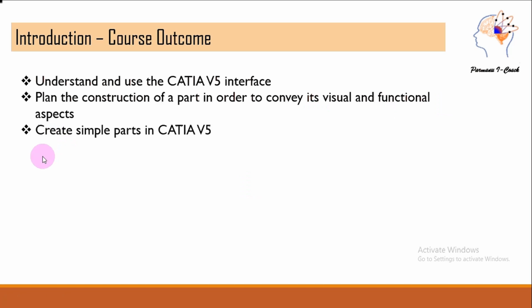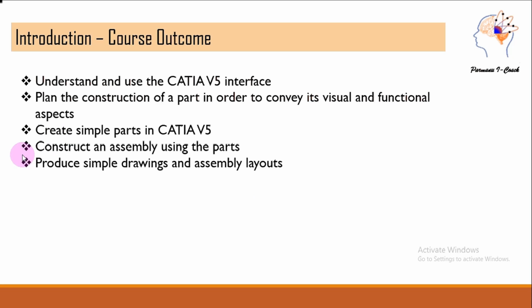Create simple parts in CATIA V5, simple as well. How to construct the assembly using the parts. Then produce simple drawings and assembly layouts.